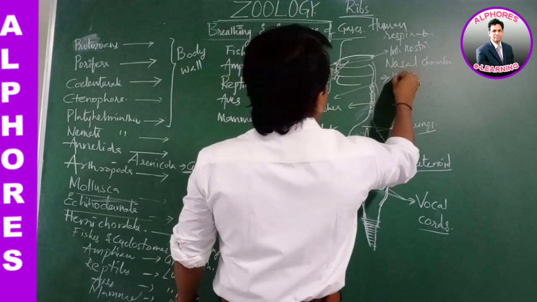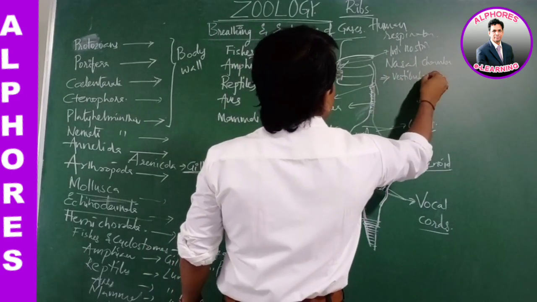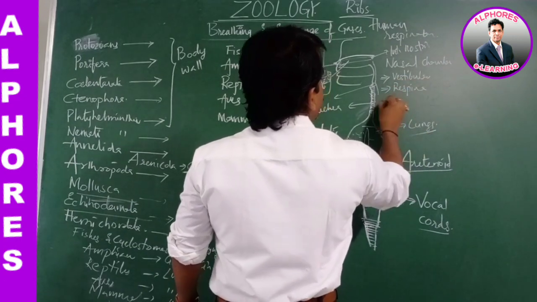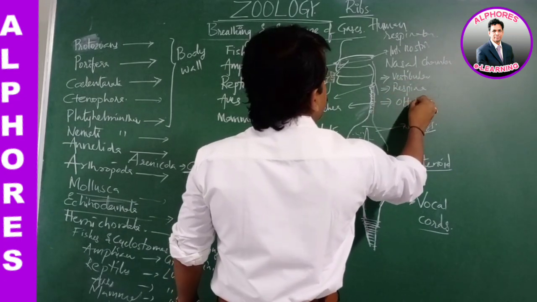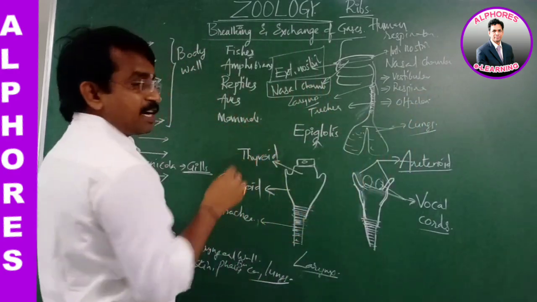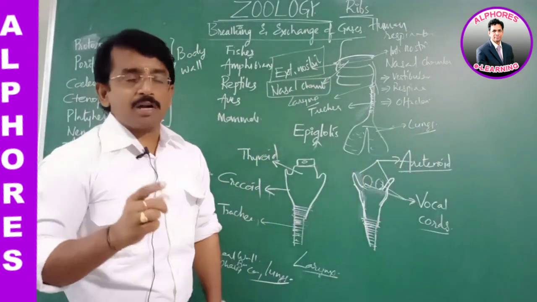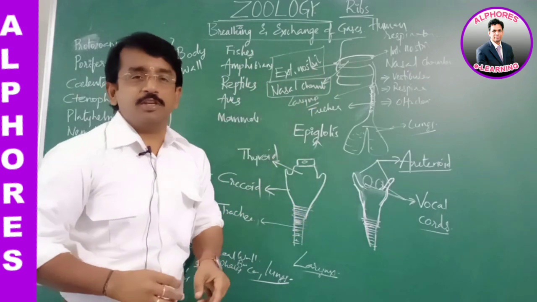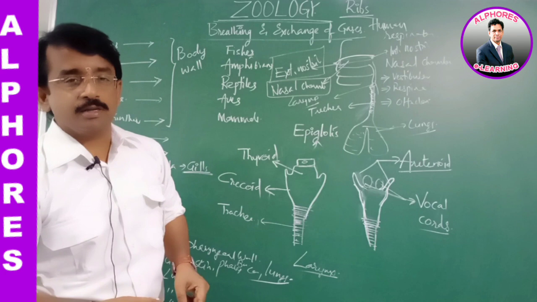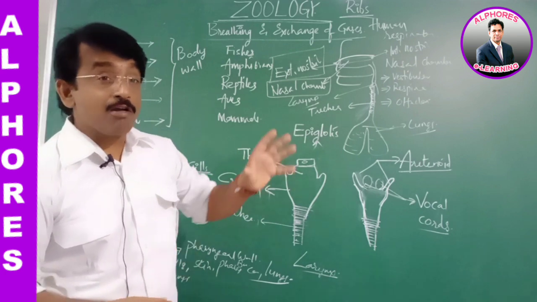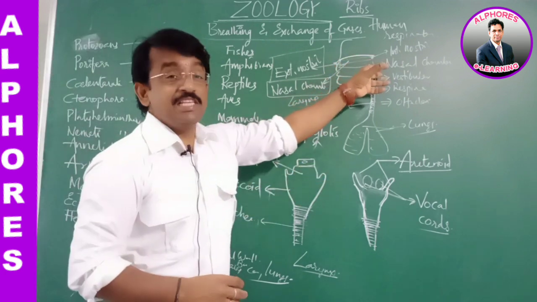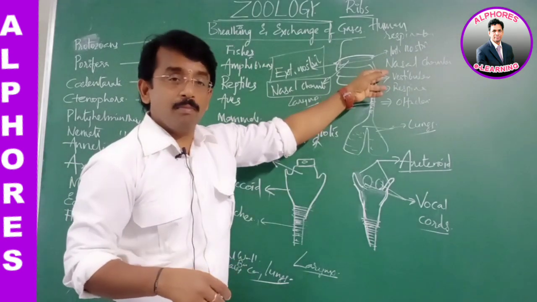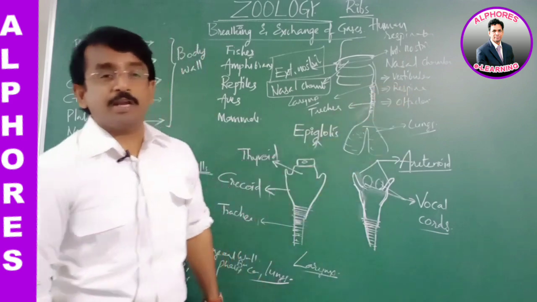One, the vestibular part. Next, the respiratory part. Next, the olfactory part. In fact, the vestibular part, which is very close to the external nostril, contains the hair and the sebaceous glands. Hair prevents dust particles from entering. Sebaceous glands produce sebum, that leads into the respiratory part.